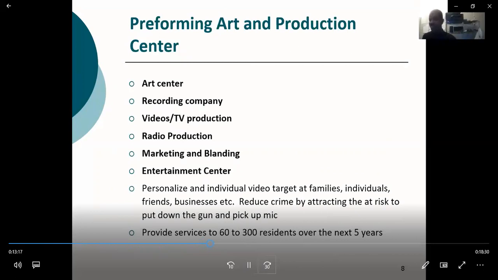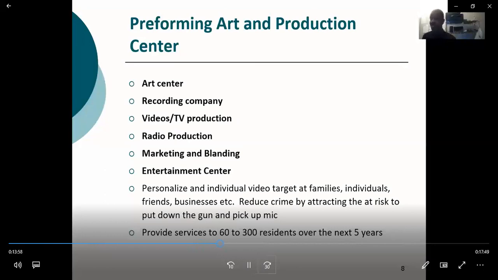Because the research shows that strategies that use performing art and production reduce the level of violence and crime in the community. So it's going to consist of different pieces: the Art Center, the Performing Art and Production Center. You have your Art Center, and then you have your professional recording, video, TV production studio setup, where people can make professional videos and radio productions.